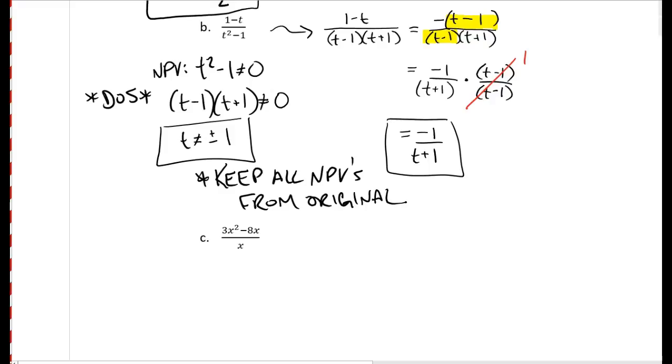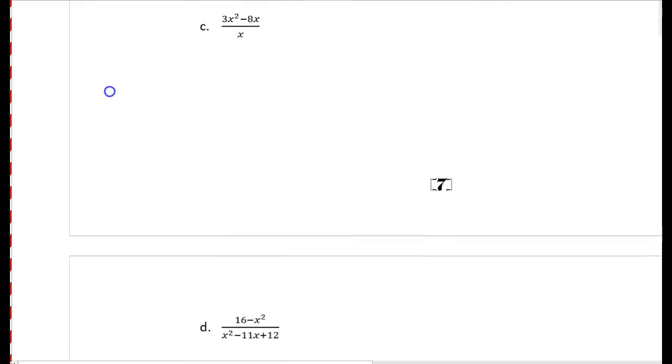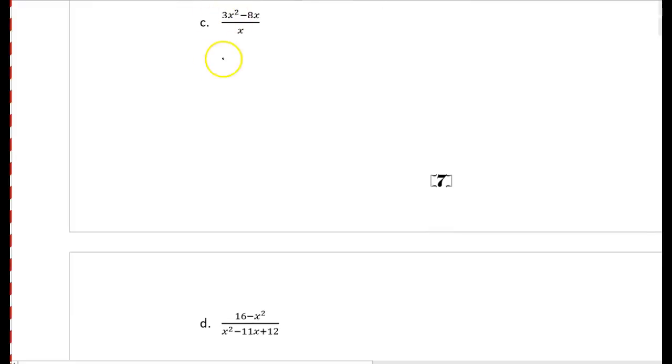Okay. We see the same sort of scenario happening in C. So that's why I always start with my non-permissible values, is because I can forget about some of the ones that I've canceled out otherwise. In this particular case, it's nice and simple. My denominator is x, so x cannot be 0. But again, I've got a scenario where, in this case, my numerator, I can take out an x.